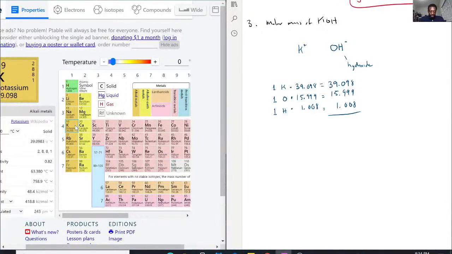So let's use a calculator now. We have 39.098 plus 15.999 plus 1.008, and we get a lovely number of 56.105. Now here's the most important part actually, well at least the second most important. Other than actually adding things together, you cannot forget your units. And here it's always grams per mole. Because what you've said is that for every mole of potassium hydroxide, we have this amount of grams based on how many grams per mole of each of its parts.